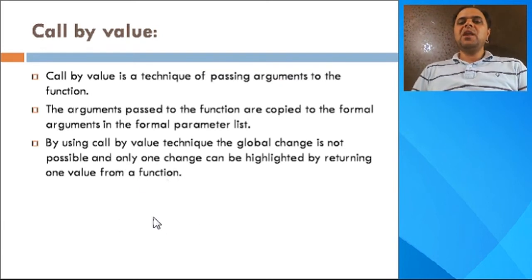When we call a function, there are two techniques for calling a function. First is call by value. Call by value is a technique of passing arguments to a function. The arguments passed to the function are copied to the formal arguments in the formal parameter list. The actual arguments are copied to the formal argument location. By using the call by value technique, a global change is not possible. Only one change is reflected, by returning one value from a function.